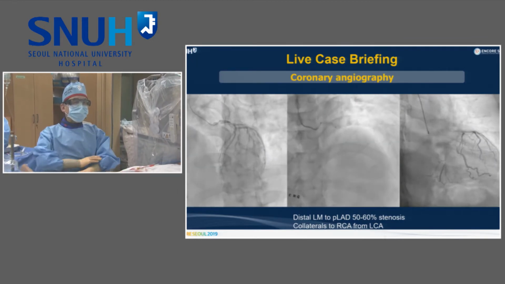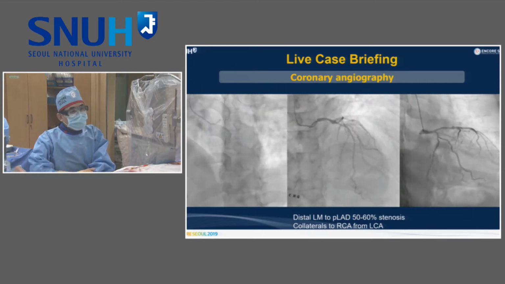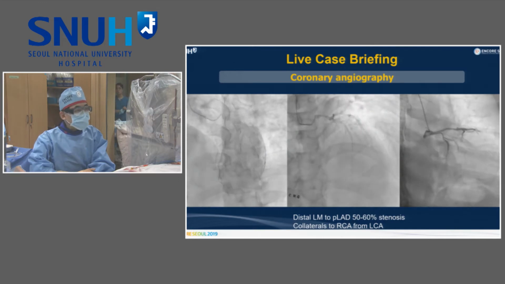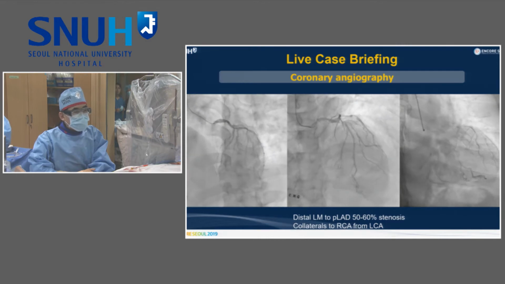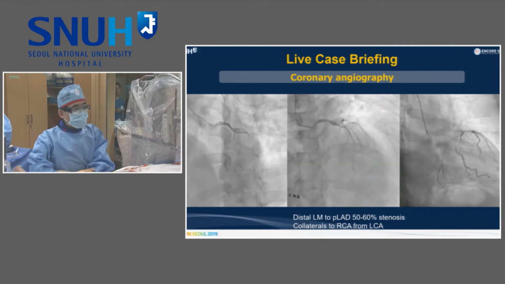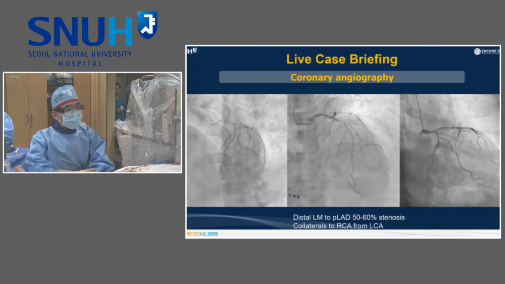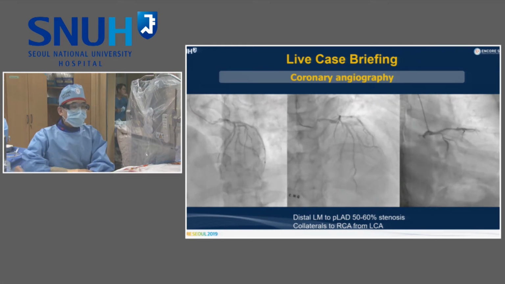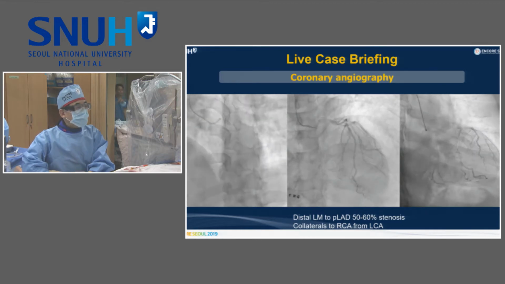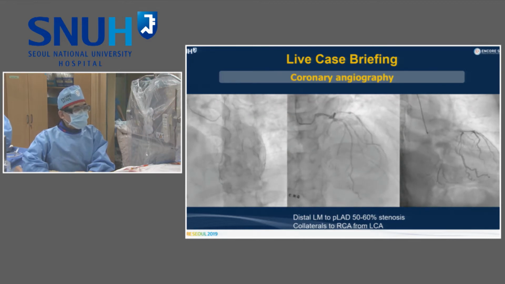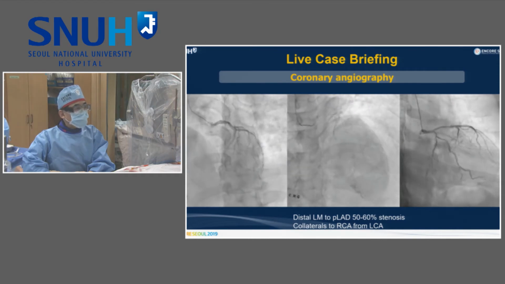But I think RCA is very big. Circumflex is very small in this case. Thus, I think the contribution of RCA is very, very definite. So from my experience, when I open the CTO segment like this in a young patient, there are three phenomena I always report. The first one is disappearance of any discomfort. Second, warming up of cold hands and feet. Third, potentiation of erectile function.